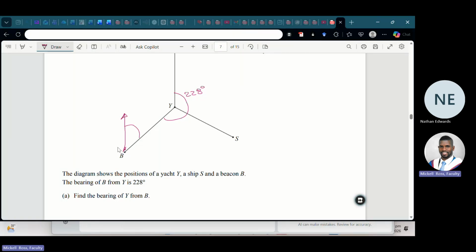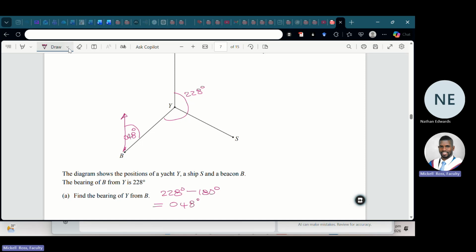So because it is greater than 180, you're going to subtract 180. So you're going to get 48. So that's the angle. So the bearing is going to be 228 minus 180, which is going to be equal to 48. So you have to write it as a 3-digit number. All right, so it's 048.